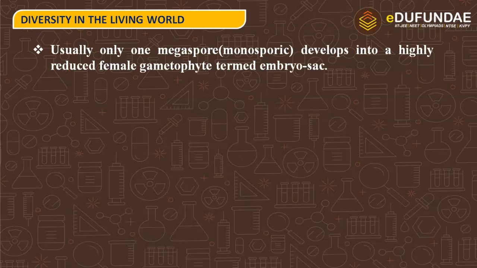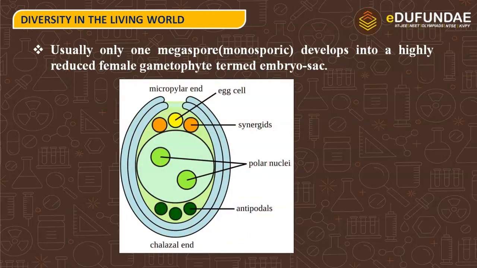So, in the case of monosporic plants, we see that only one megaspore is developing. Basically, there are 4. Out of those, 3 are diminished. They are not functional anymore, and the rest 1 that is left is developing itself into the megaspore, and that is further developed into the female gametophyte, and it is called the embryo sac. So this is the structure of the female gametophyte.